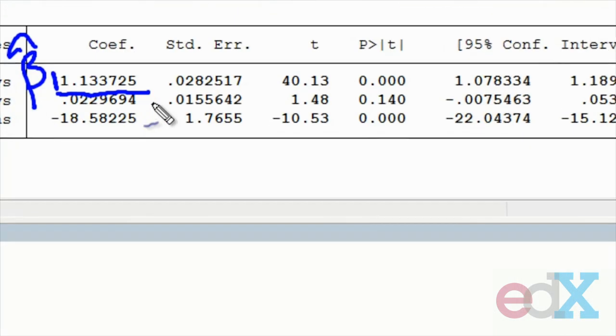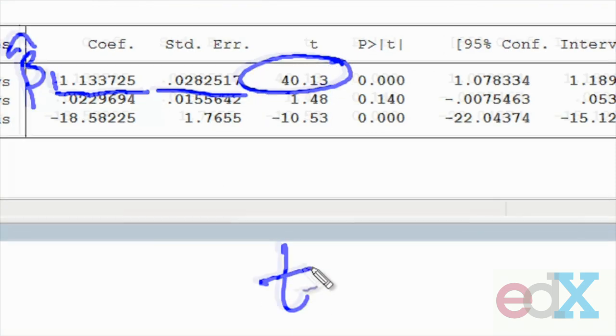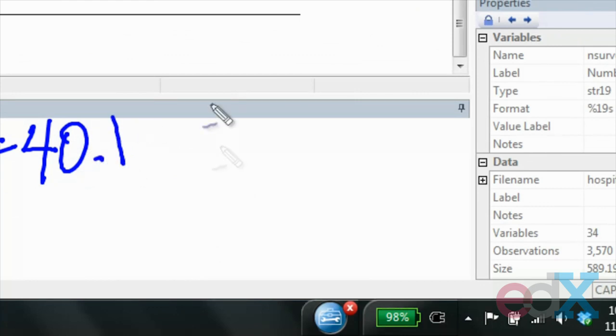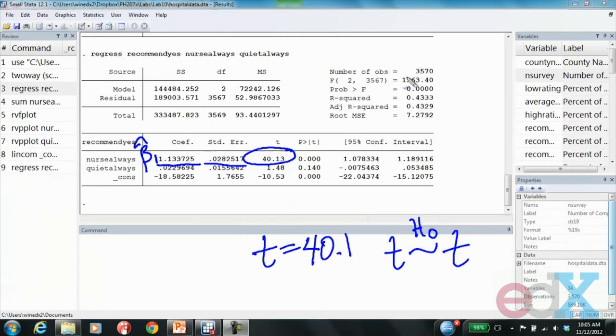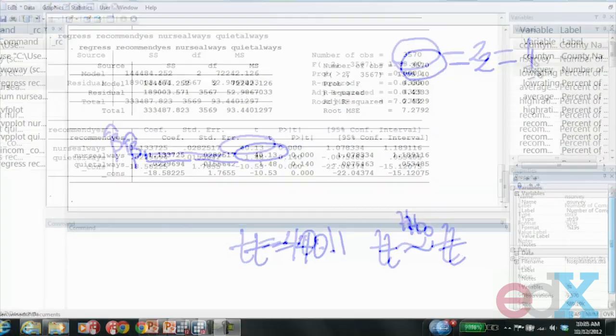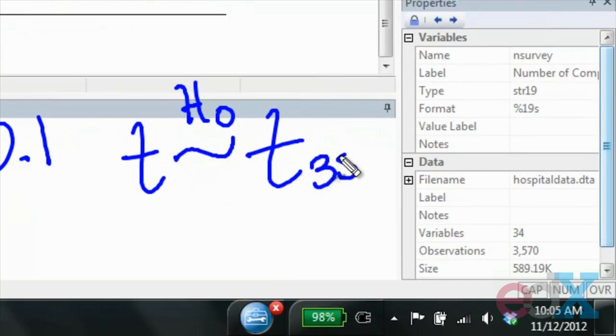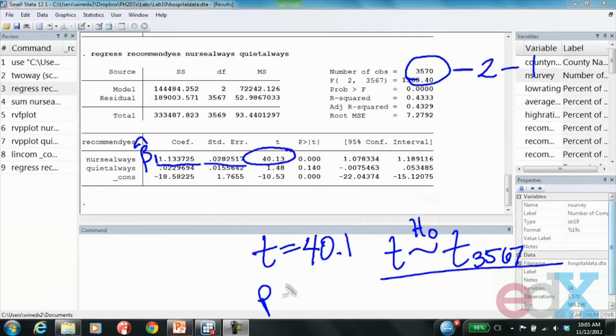The estimate of the coefficient is 1.13 with standard error 0.03. This leads us to a t-statistic of 40.1. And we know that under the null hypothesis, this test statistic follows a t-distribution with the number of degrees of freedom equal to the sample size minus the number of covariates in the model, which is 2, minus 1. So our degrees of freedom is 3,567. Using this distribution, I find that my p-value is less than 0.001, and therefore I would reject the null.